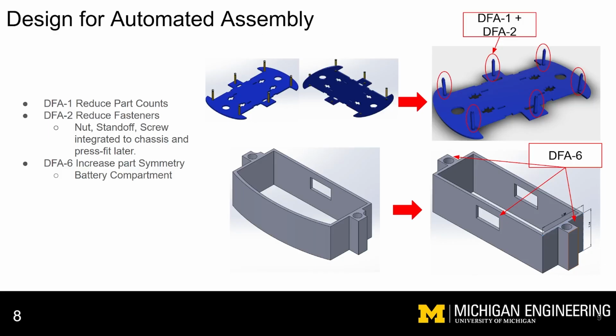Moving on to the next slide where we talk about the design for automated assembly BKMs that we applied to the study. For the bottom chassis, we reduced the part counts and we reduced the fasteners by integrating all of that into the injection mold of the bottom chassis. Therefore, we're eliminating the nut standoffs and the screws.